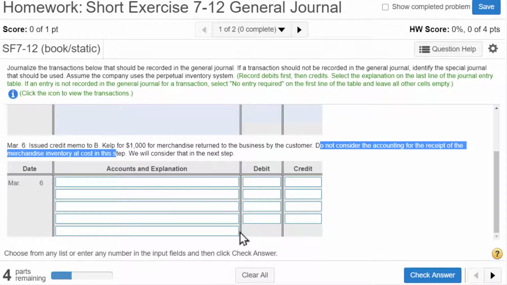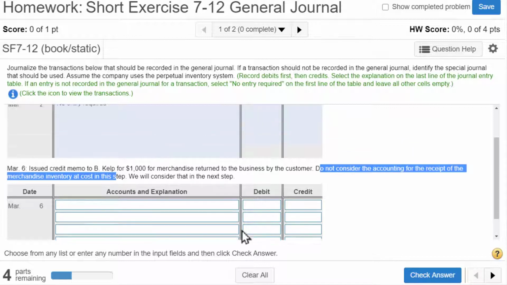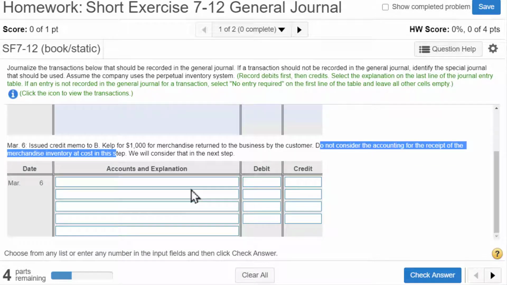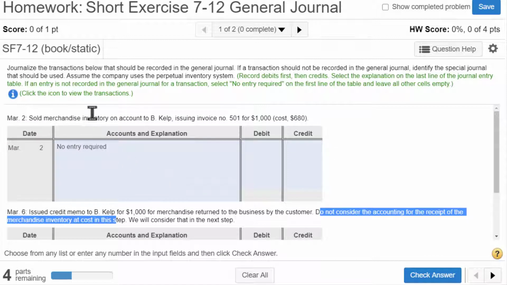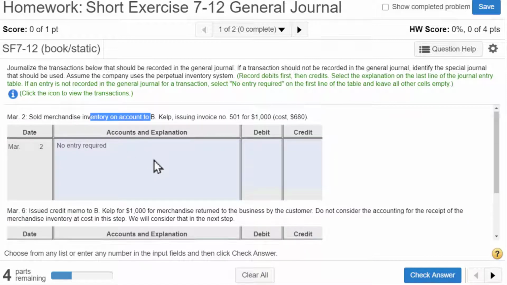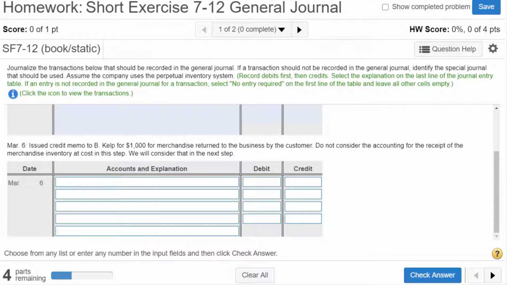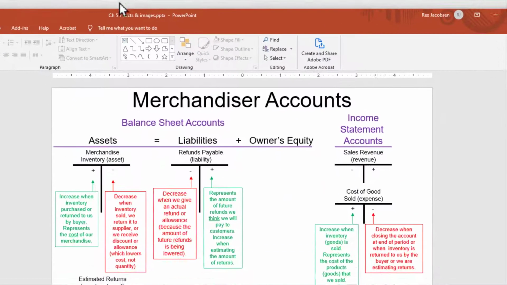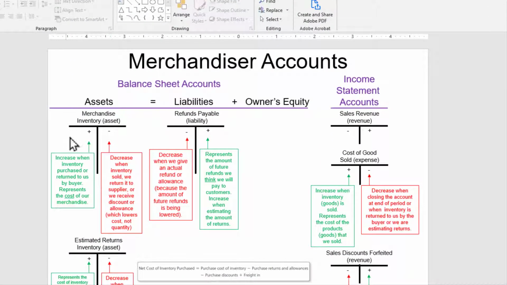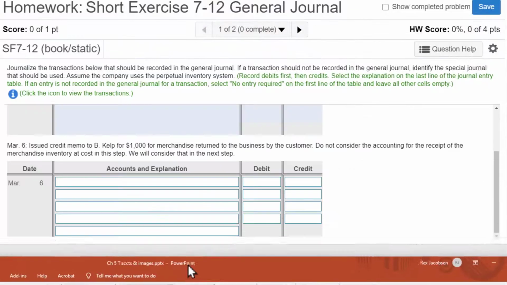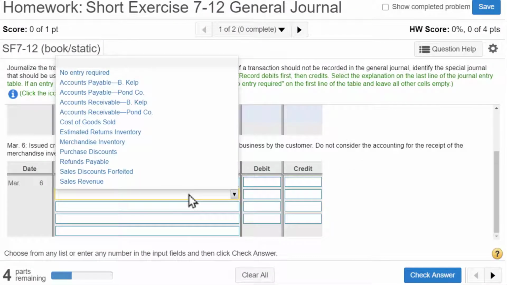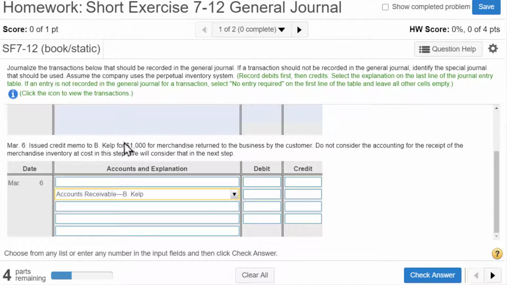So let's start with the easiest thing to understand. What happens to the AR? Because remember, we sold this item on account. So what happens to AR for this customer? Well, AR, accounts receivable, is an asset. Assets increase on the left side, so we will have to decrease it on the right side. So I'm going to skip the first line because that's supposed to be the credit, and I'm going to go to the second line and lower B Kelp's AR by $1,000.